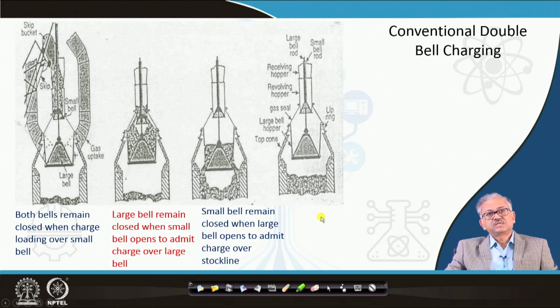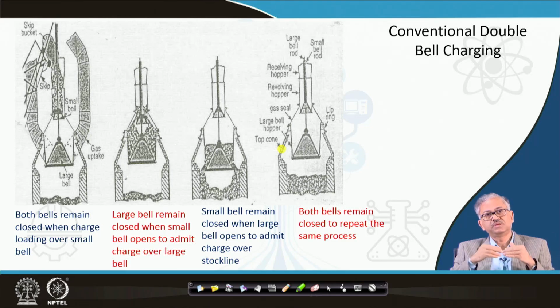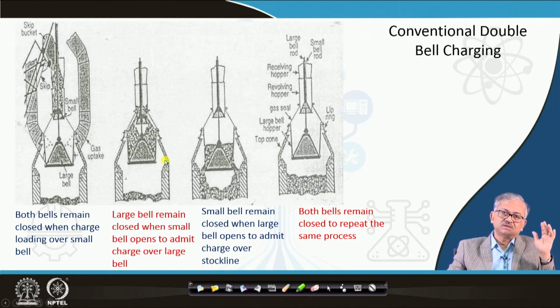Now you can find that both the bells have been closed and you can repeat the process. So that is the way material is charged, first on the small bell, then on the big bell, and then the big bell lowers and the material is admitted over the stock. In this process, you keep measures such that the gas cannot pass through it. So, you alternately open and close the big bell and the small bell. This is the way it operates.